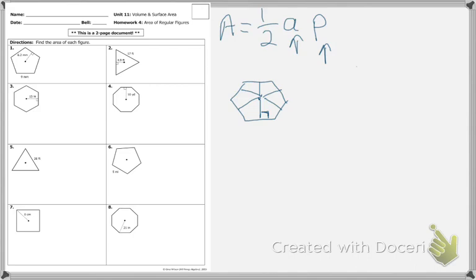Let's erase this so I don't confuse you. Perimeter, you already know what perimeter is. It's taking this side plus this side plus this side plus this side plus this side and this side, all sides added together. That is your perimeter. So that means we need to find both the apothem and the perimeter. This is a hard lesson.